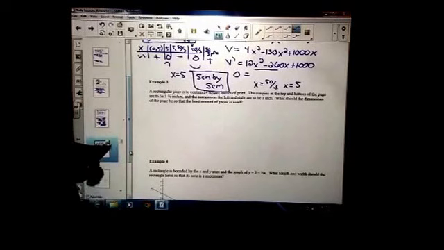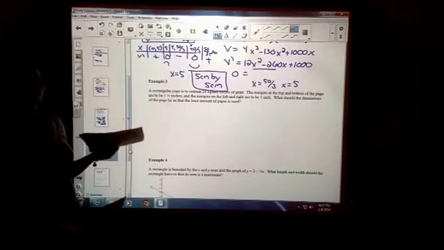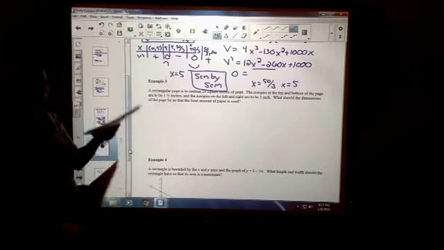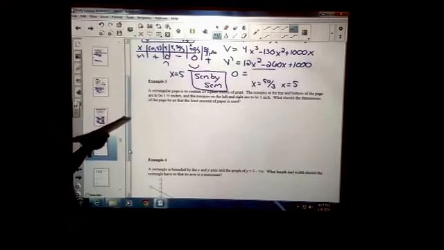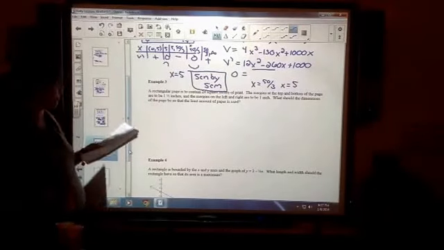Okay, a rectangular page is to contain 24 square inches of print. So when you're thinking about printing something out, it has margins on it. So think about 24 square inches of print on the inside. The margins at the top and the bottom of the page are to be 1.5 inches, and the left and the right are to be 1 inch.